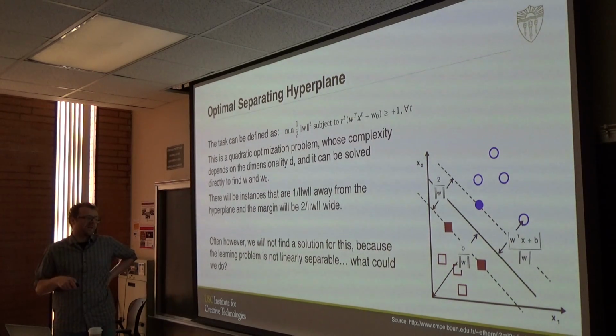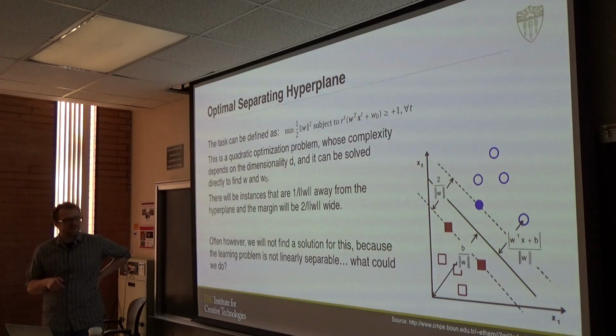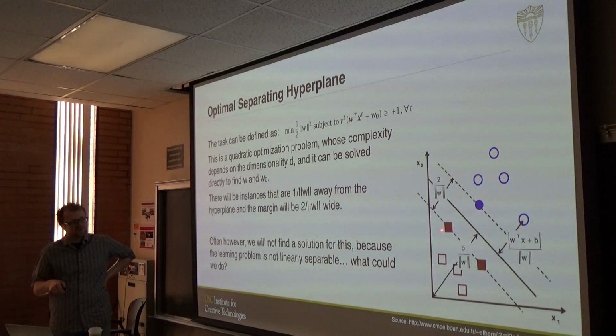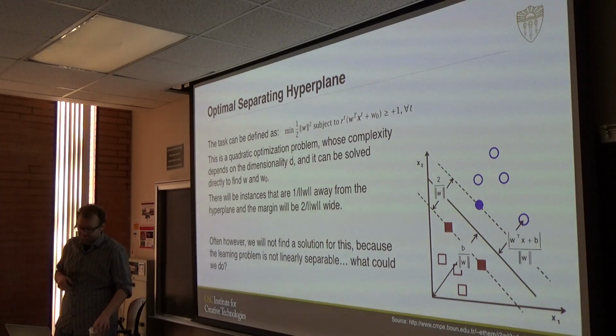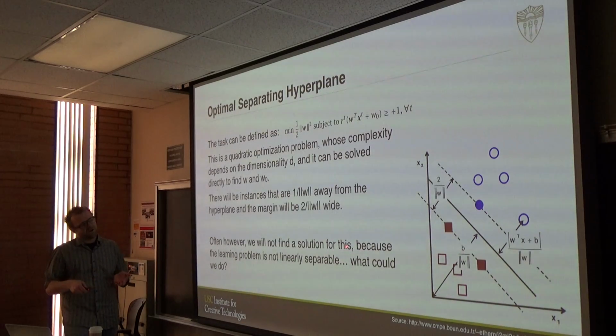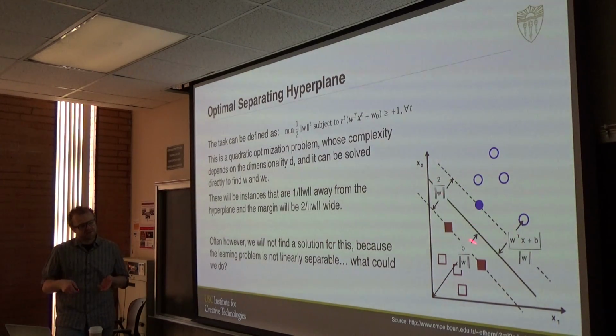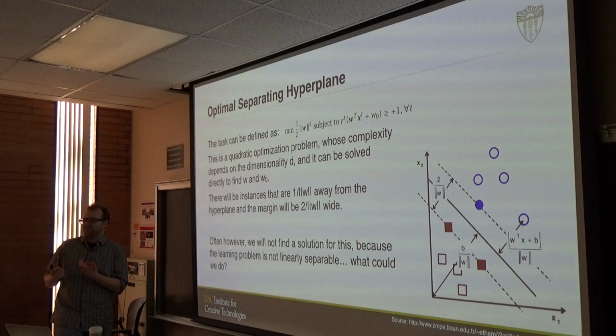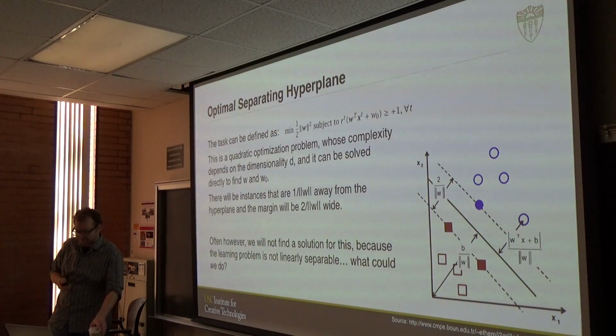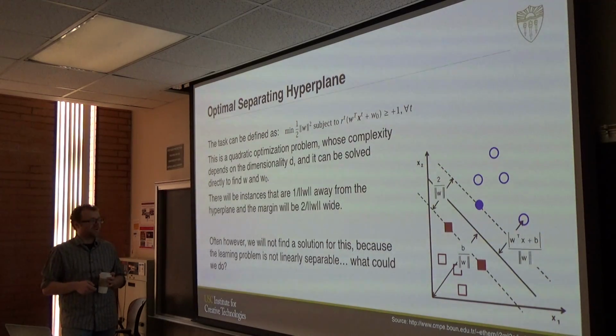Often there is not a solution for this problem, because sometimes we will have a square out here or a circle out here, and we wouldn't be able to find a solution. If our algorithm can only find a linear separation and the problem is not linearly separable, this will not help us. What could we do in that sense?